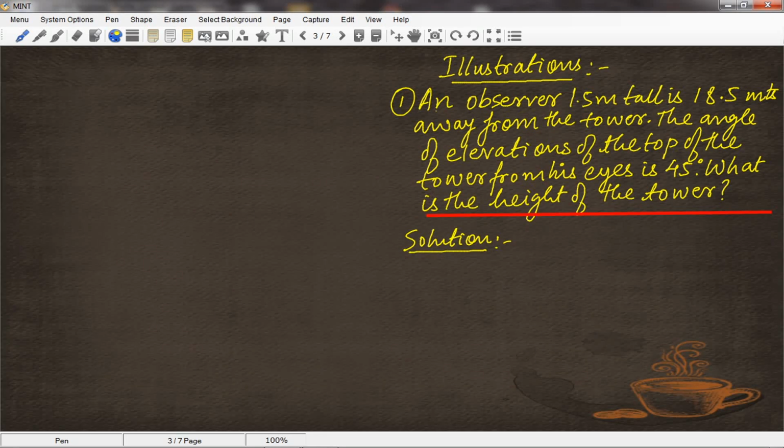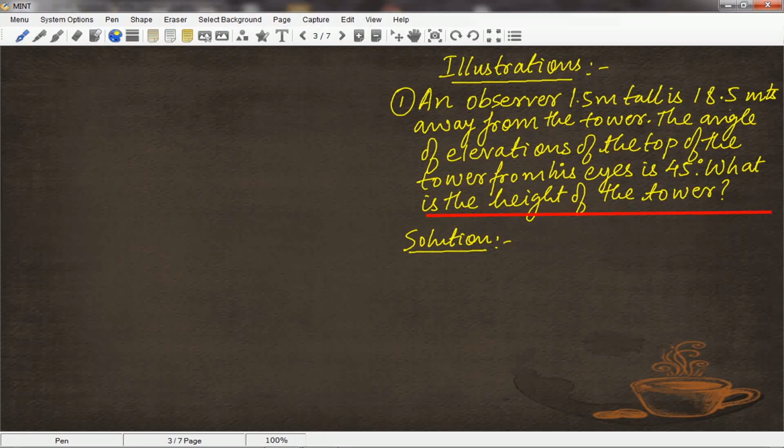As this question says, an observer 1.5 meter tall is 18.5 meters away from the tower. So ये ऑब्जर्वर की हाइट दी हुई है और टावर की हाइट दी हुई है जो कि ऑब्जेक्ट है. टावर की हाइट एक्चुअली अपन को निकालना है. डिस्टेंस ऑफ द ऑब्जर्वर फ्रॉम द टावर इज गिवन एज 18.5. So on the basis of this, let's convert this information into a diagram.